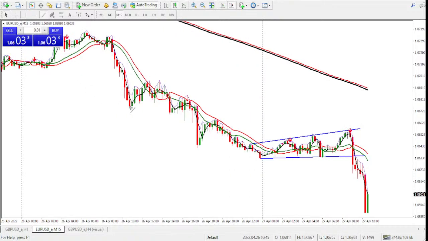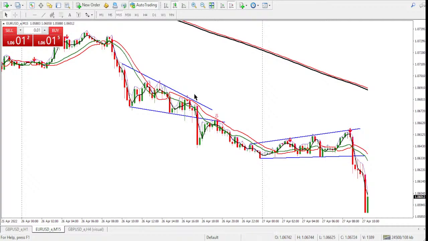Yesterday we had a shape like this. So we had a support, there is a break, there is a pullback, and then this has been used as a resistance here. So we had a resistance, we had a resistance, we had a resistance. As it is, yesterday this was a good place to look for a sell from. Yes, there was a break for a sell.